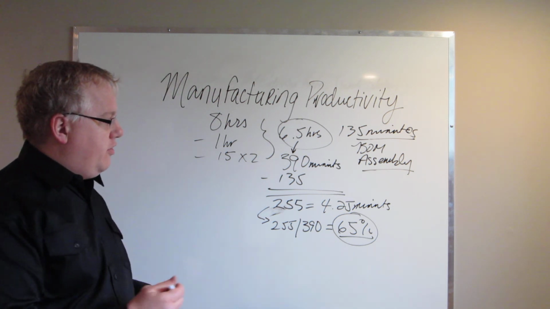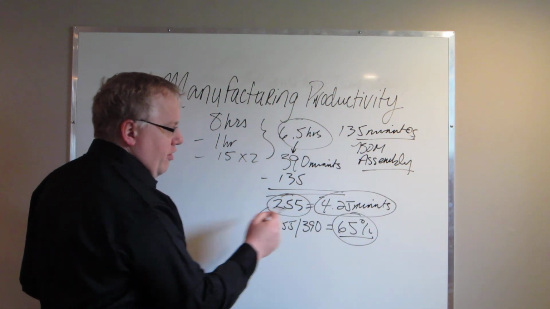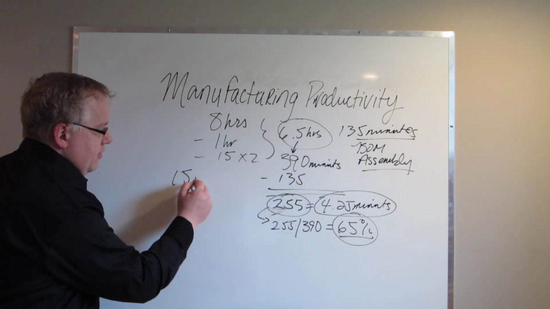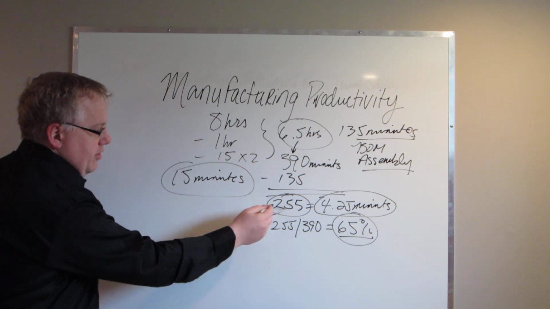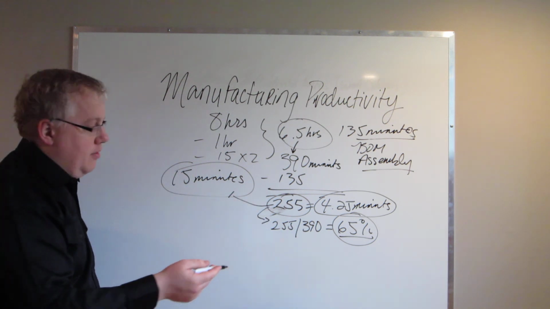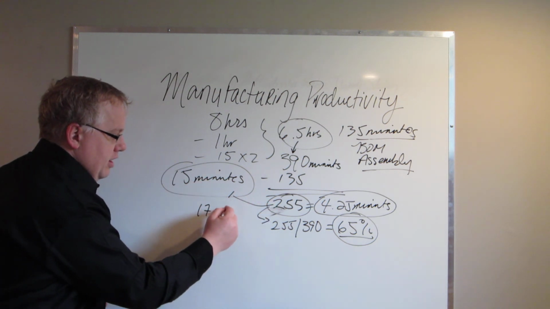What you would do with this is you've got actual 4 hours and 25 minutes of work time, or 255 minutes. Let's say your cycle time is 15 minutes to manufacture a given unit. That means out of the 255 minutes, if you take 255 divided by 15, you're producing like 17 or 18 units.